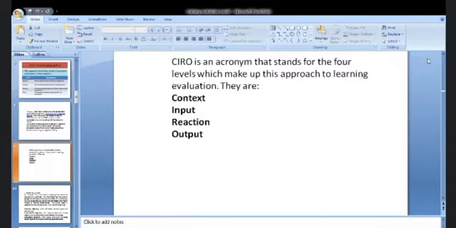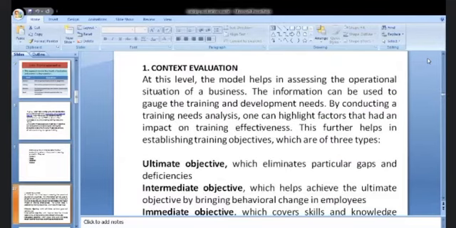Okay, so CIRO stands for context, input, reaction, and output. CIRO is the full form, and it stands for four levels of the training. Again, the context, input, reaction, and output. Let us see the first one. What is context evaluation?